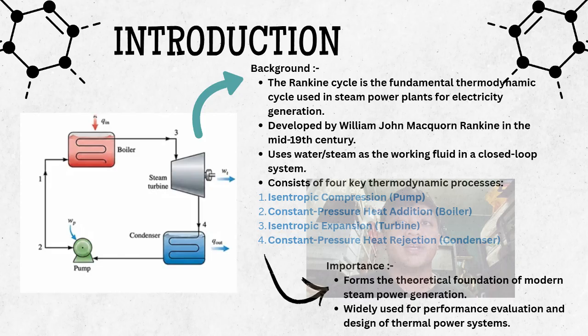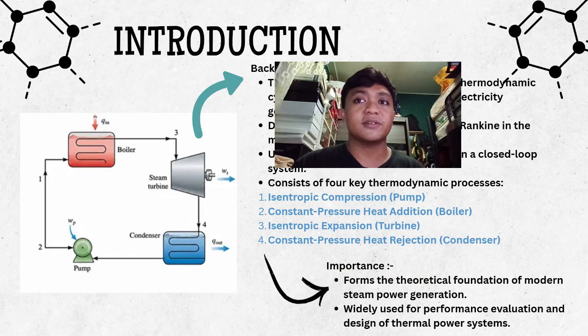In a Rankine cycle, it consists of four key thermodynamic processes: isentropic compression, which is the pump; constant pressure heat addition, which is the boiler; isentropic expansion, which is the turbine; and constant pressure heat rejection, which is the condenser. As you can see in the diagram, it is a loop circulation system. The importance of the Rankine cycle is that it forms the theoretical foundation of modern steam power generation. It is widely used for performance evaluation and design of thermal power systems.